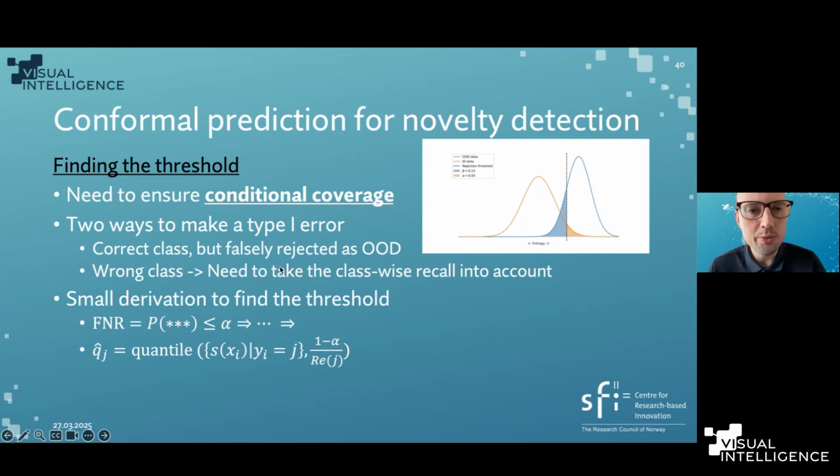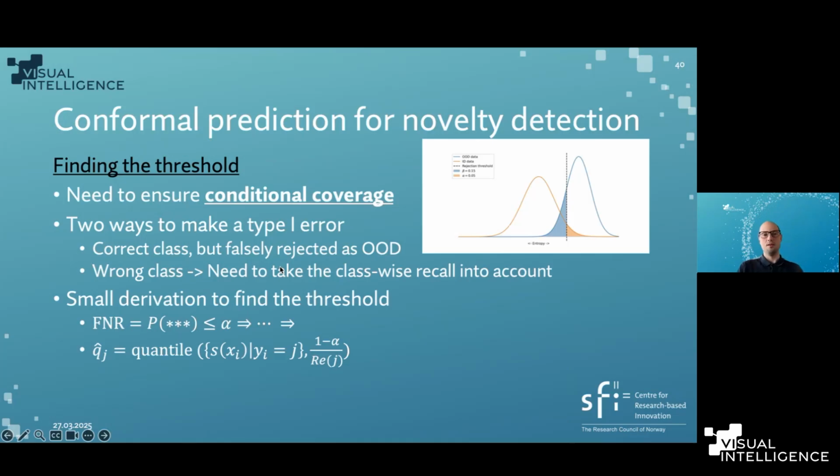So how do we find this threshold? Well, we need to ensure conditional coverage on the classes. There are two ways to make a type 1 error. The classifier can be correct in the classification, but the entropy could still be so high that you falsely reject a sample as out-of-distribution, or the classifier could be wrong, which implies that we need to take the class-wise recall into account also.